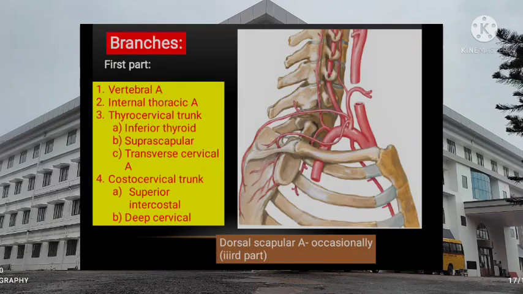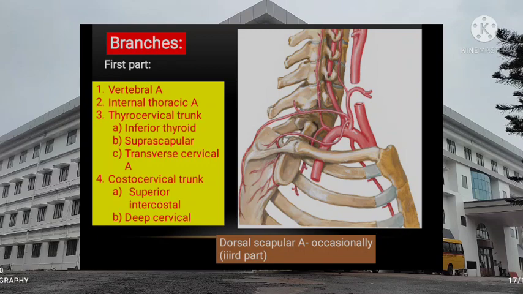Next, the branches of the subclavian artery. The first part of the subclavian artery gives rise to four branches. They are the vertebral artery, internal thoracic artery, thyrocervical trunk, and costocervical trunk. The thyrocervical trunk again divides into three branches: the inferior thyroid artery, suprascapular artery, and transverse cervical arteries.